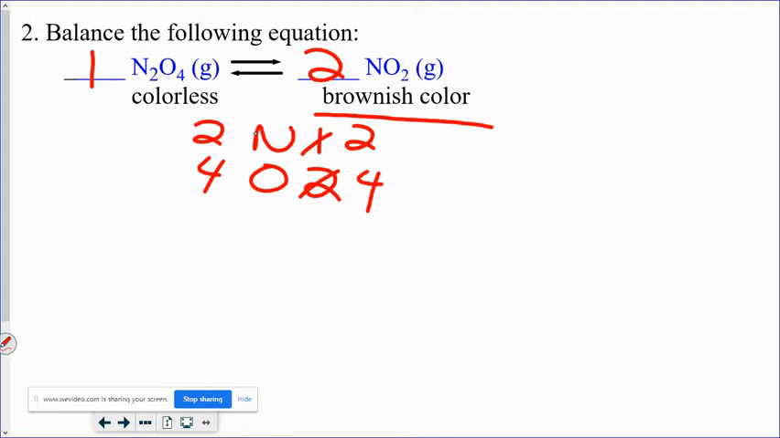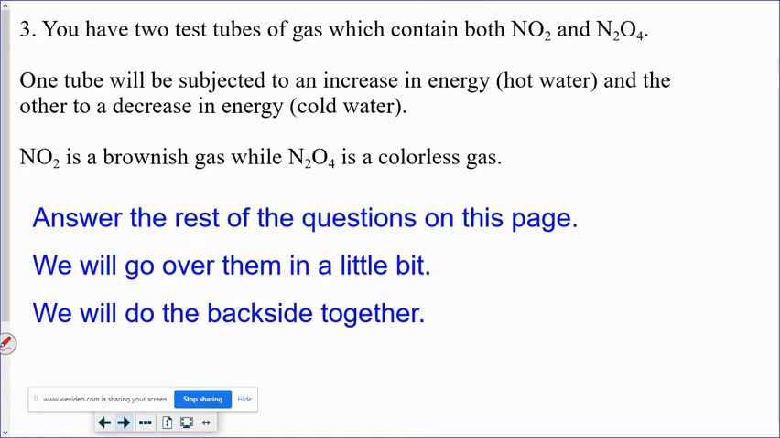This gas is brownish in color. This gas is colorless. So we're going to have 2 test tubes, and they're both going to have nitrogen dioxide and dinitrogen tetroxide in them. So both gases will be in there at the same time. So we'll expect the test tube to be kind of brownish in color. One test tube is going to be subjected to an increase in energy, which would be our hot water. One's going to have a decrease in energy, which is going to be our cold water. NO2 is our brownish gas, and N2O4 is a colorless gas. And you'd be answering your questions based on the results that you get from the lab.